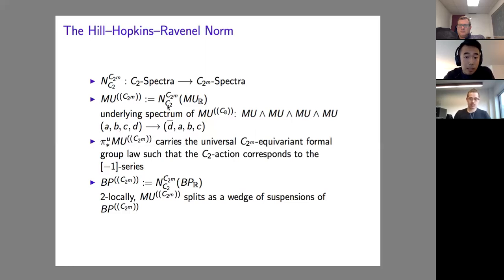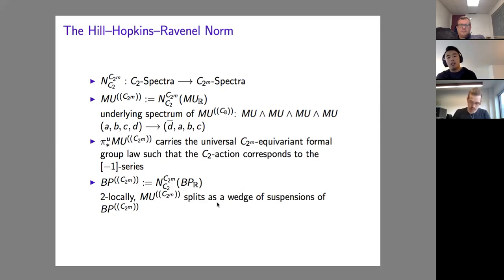Now that's the construction for MUR. I can do the same construction for BPR as well. I can define BP_G to be the norm from C2 to C_{2^m} of BPR. If I 2-localize, then MU_G splits as a wedge of suspensions of BP_G. So these are the higher group analogs of BPR and MUR.